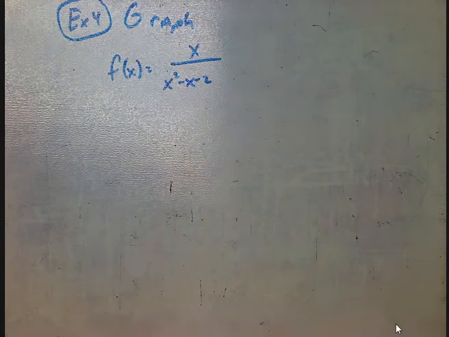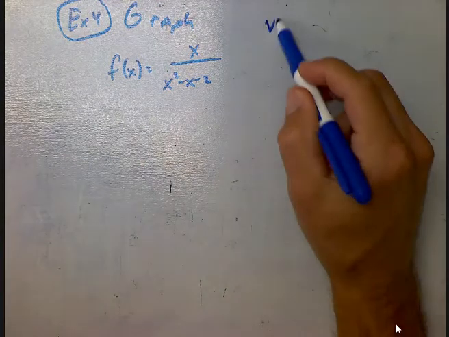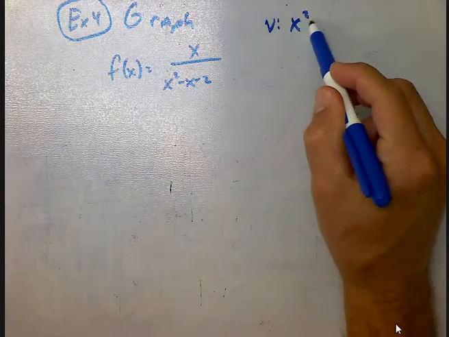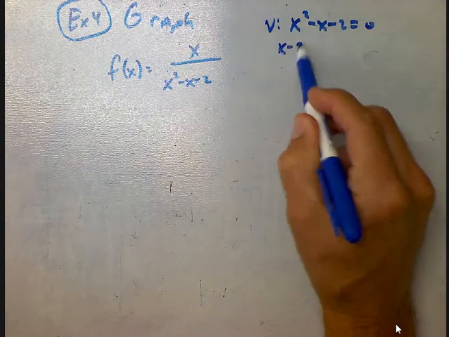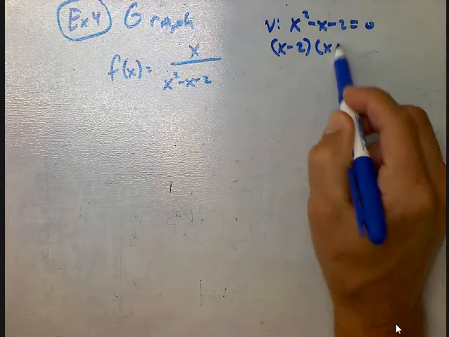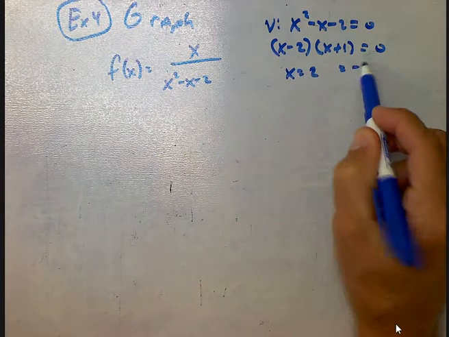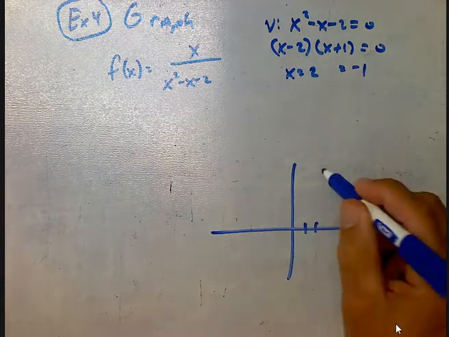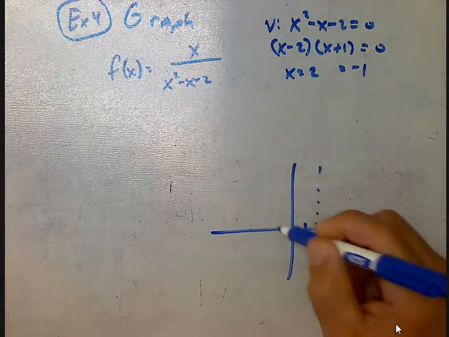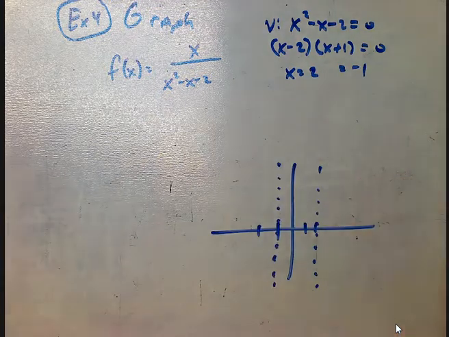For example 4, we're going to graph x over x squared minus x minus 2. So again, start with the vertical asymptotes. x squared minus x minus 2 equals 0. To solve this, I'd factor to x minus 2 and x plus 1. So now I have two vertical asymptotes: one at positive 2 and one at negative 1. So it looks like that for my asymptotes.